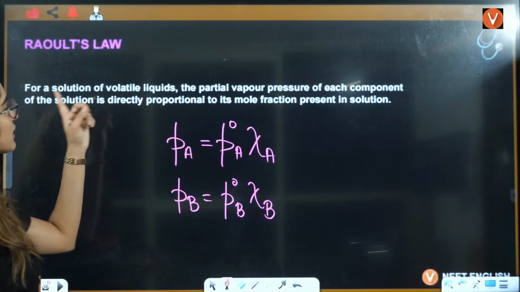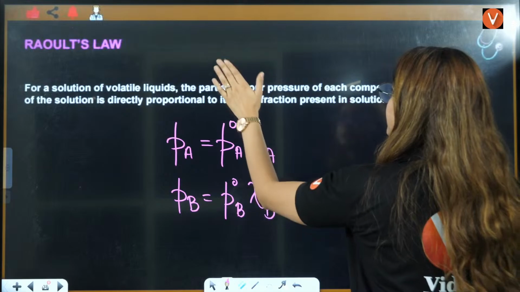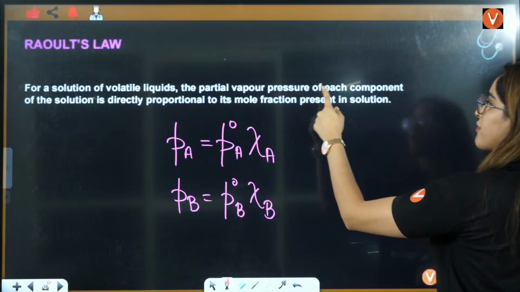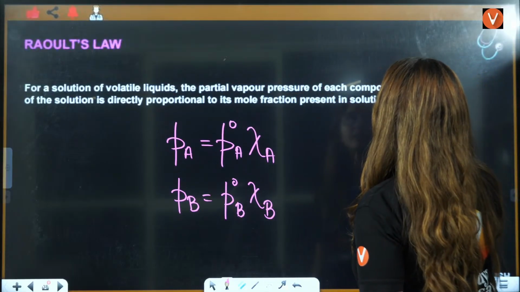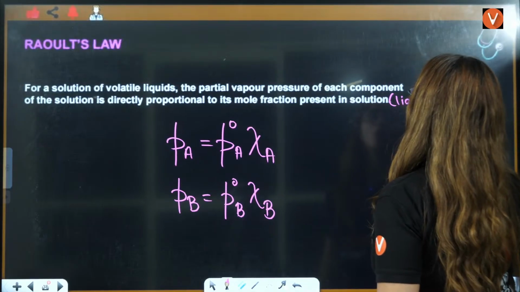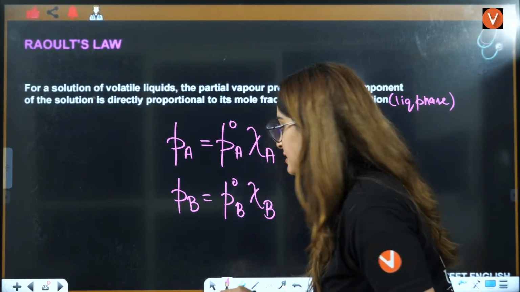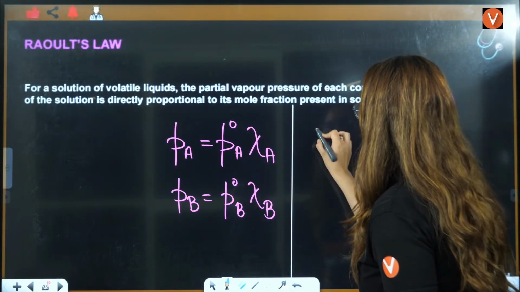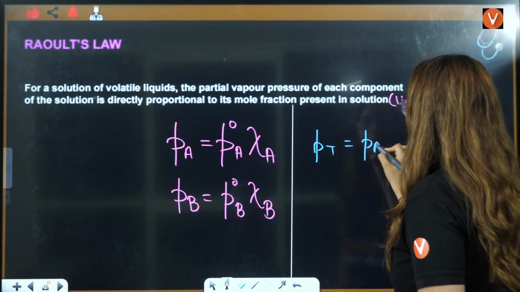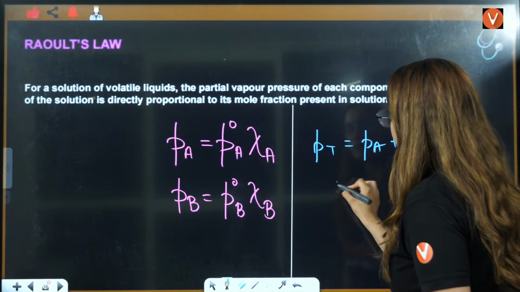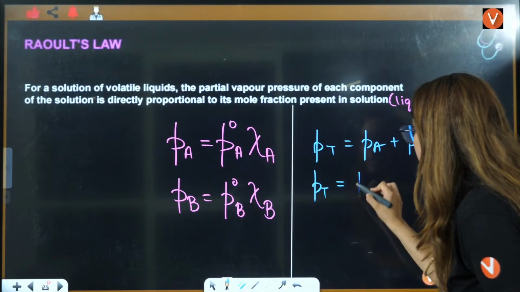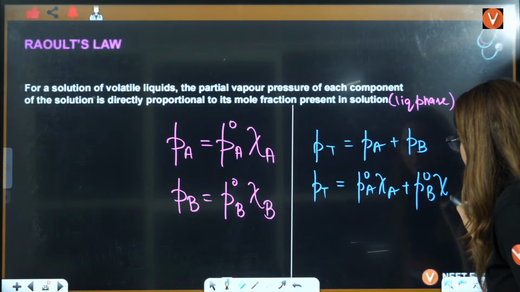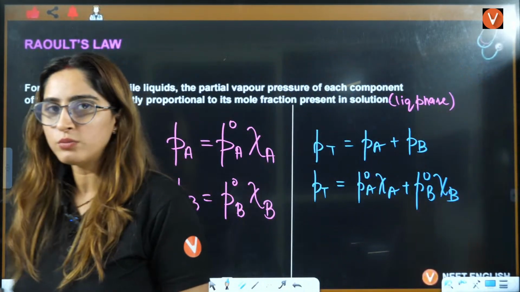For a solution of volatile liquids that forms vapors, the partial vapor pressure of each component of the solution is directly proportional to its mole fraction present in the solution, and that too in the liquid phase. So when you see this, what is the value of PT now? PT is equal to PA plus PB. What is PA, guys? PA is P naught A times mole fraction of A, plus P naught B times mole fraction of B. This you know.